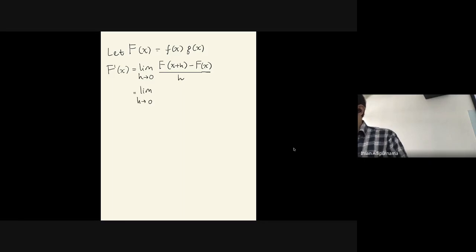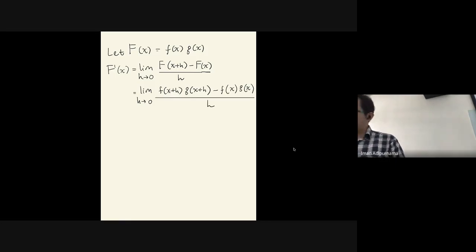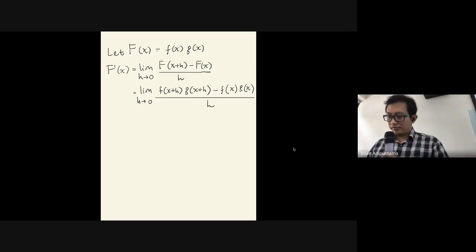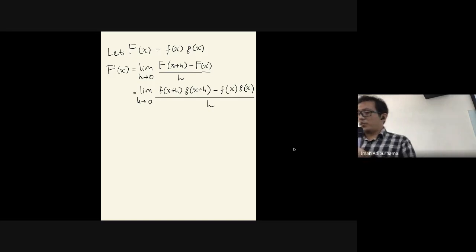Let's change the big F into small f and g, and then divide all by h. Okay. And what will happen?